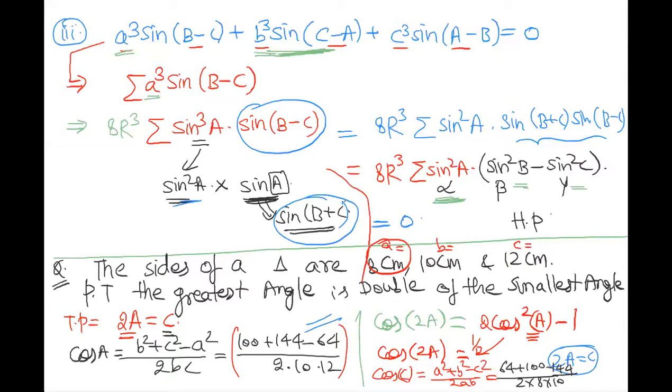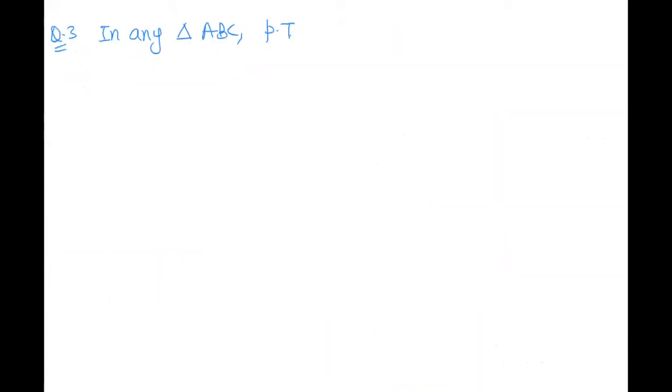Is it coming as half or not? I don't think it is half, because it is coming out to 1 by 8. Cos C is coming as 1 by 8. You can calculate, okay? That is a simple calculation.